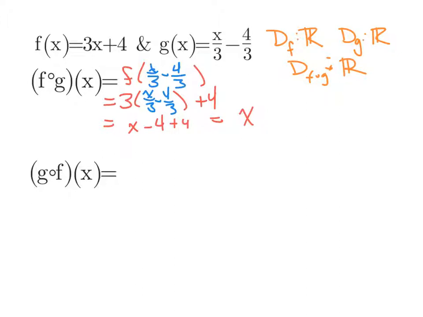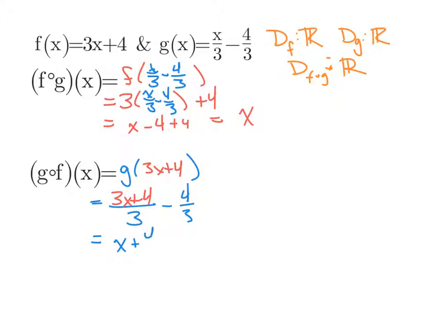Practice going the other way now. g of f of x means we're going to go g of, and my f of x was 3x plus 4. That's going to get plugged into the function g, x over 3 minus 4/3. But my x is now 3x plus 4. So when we simplify, 3x over 3 is x, plus 4/3 and minus 4/3 leaves us with that same interesting result of just x.